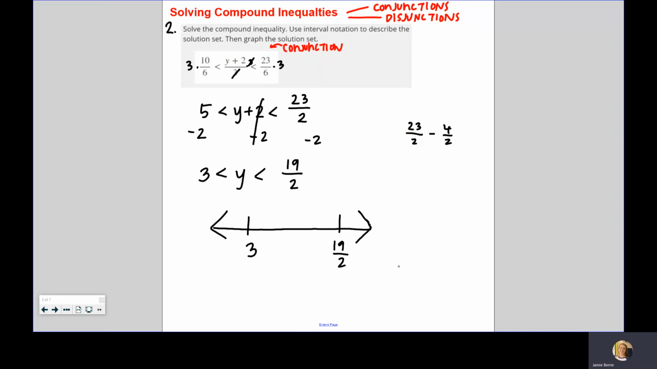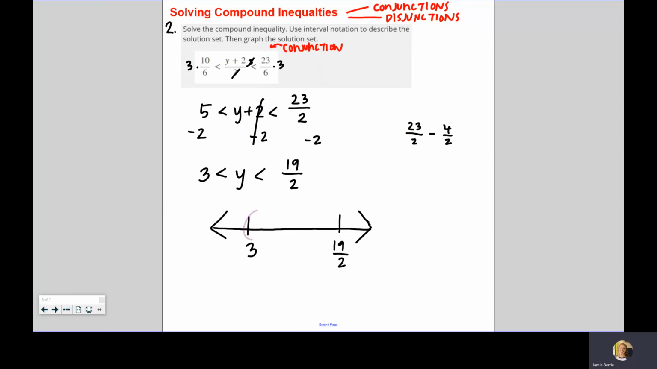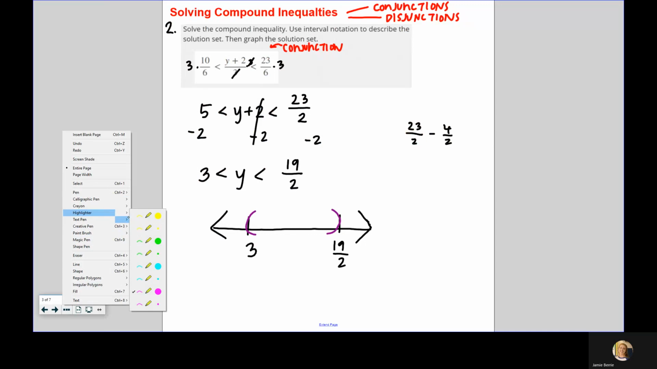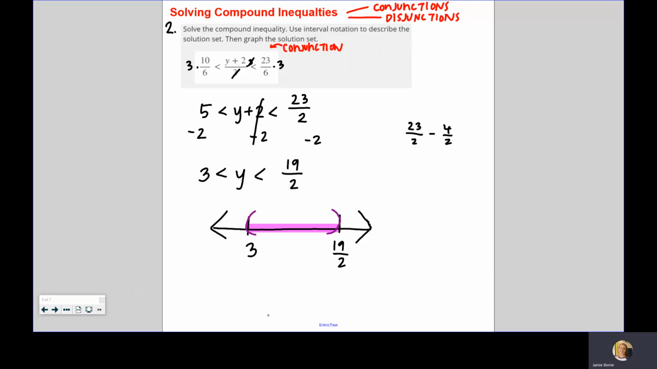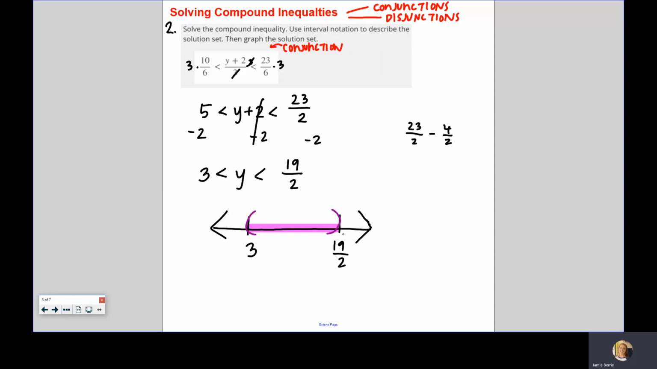All right, so marking my 2 relevant numbers. With conjunctions, it's pretty simple. You always shade in the middle. We have to write either parentheses or brackets here. You can see there's no equal to sign under my inequality, so I'm going to do 2 parentheses, and I'm going to open them towards the middle. So let me try that again. Parentheses, parentheses, and then just shade in the middle. Okay. Last thing we have to do is write interval notation. Super simple, it's kind of done for you in the number line. You start with 3, open parenthesis, all the way to 19 over 2 with the closed parenthesis. And that's it. This is interval notation.